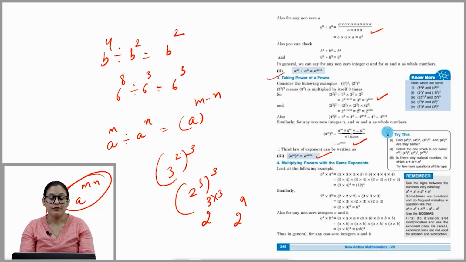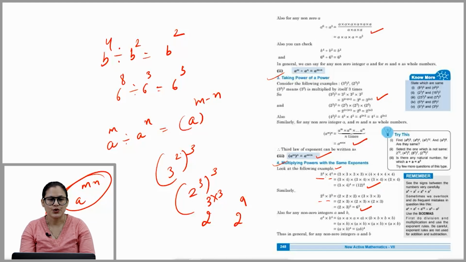Number 4, multiplying powers with the same exponents. Look at the following example. 3 raised to the power 4, 4 raised to the power 4. Now the exponents are the same but the bases are different. So, in this case, what we are going to do is multiply the bases and the power will remain the same. So, 3 into 4 is 12, 12 raised to the power 4. Here also 2 into 3 is 6 and 6 raised to the power 3.